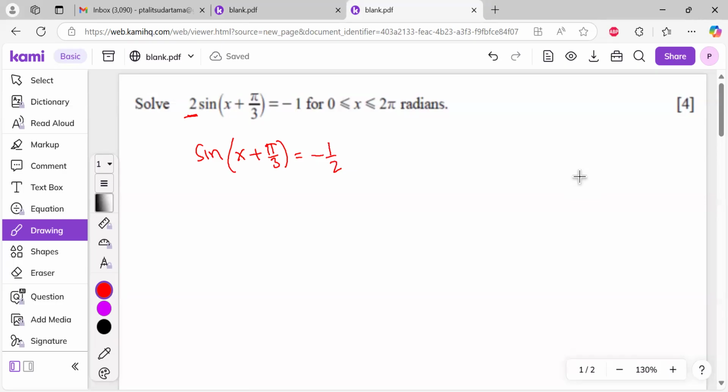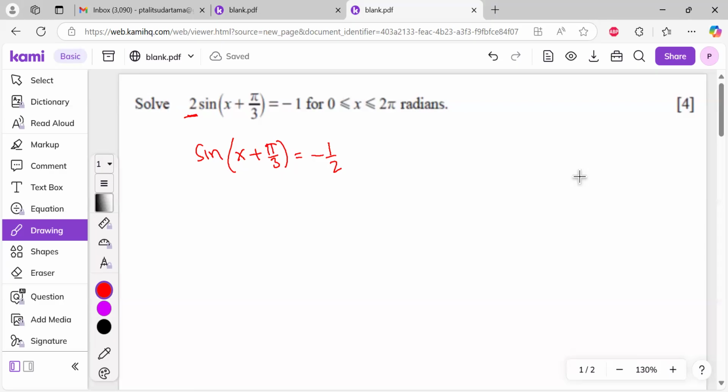Okay. Next step is you also have to make sure that the angle in the interval given is the same as the angle in the question. We have x + π/3. So now how do I make x + π/3 from x in here? The answer is you simply add π/3 to all parts. So you also have to add π/3 to the end values.